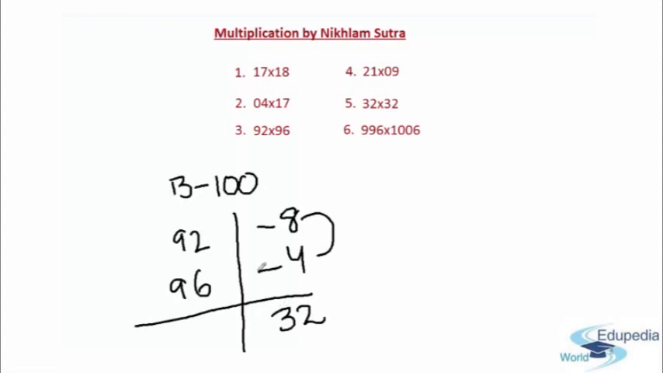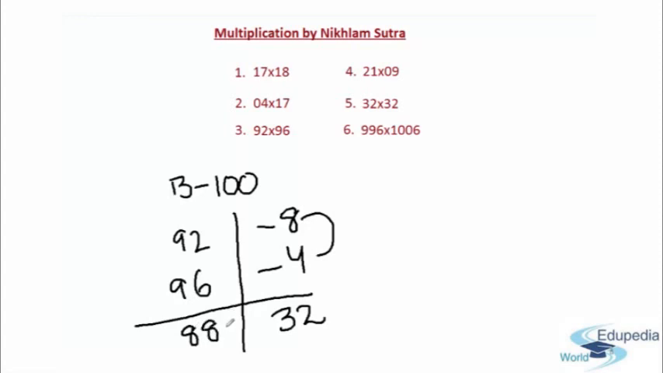Now here you can do cross subtraction in either of the ways, that is 92 minus 4, or else you can subtract 96 minus 8. If you subtract 92 minus 4, you will get 88 as the answer. So you just write down that 88 here on the bottom of the left column side.